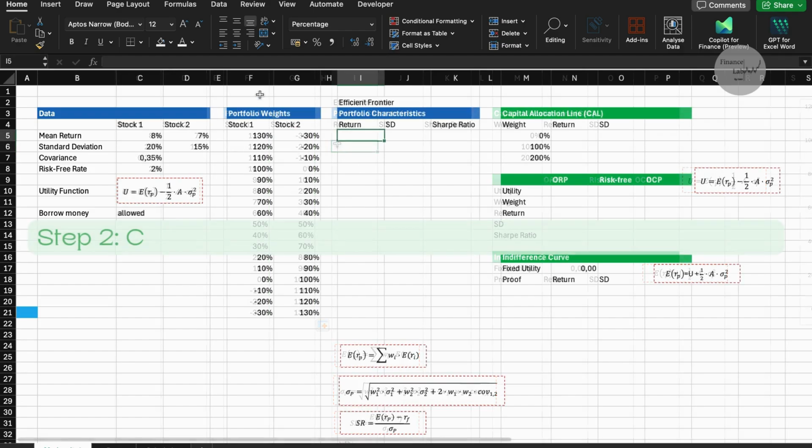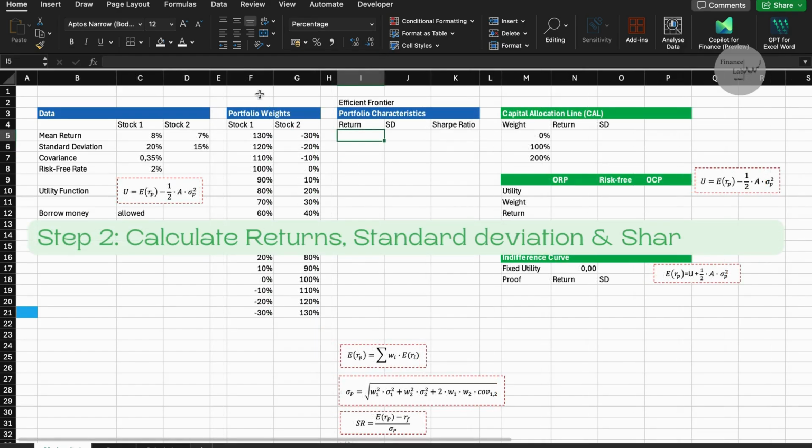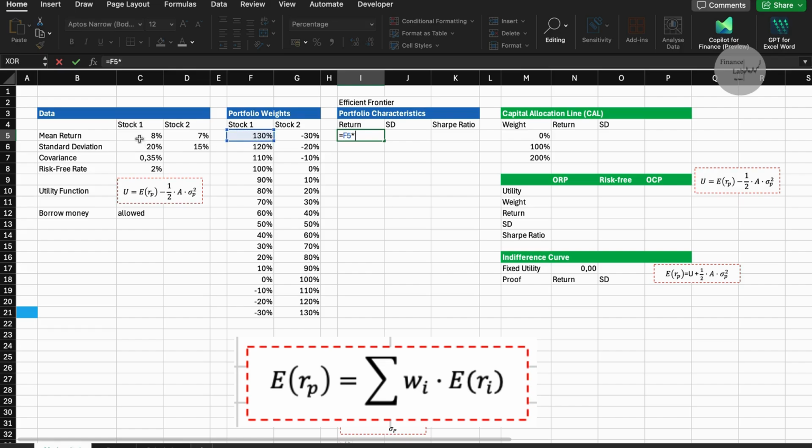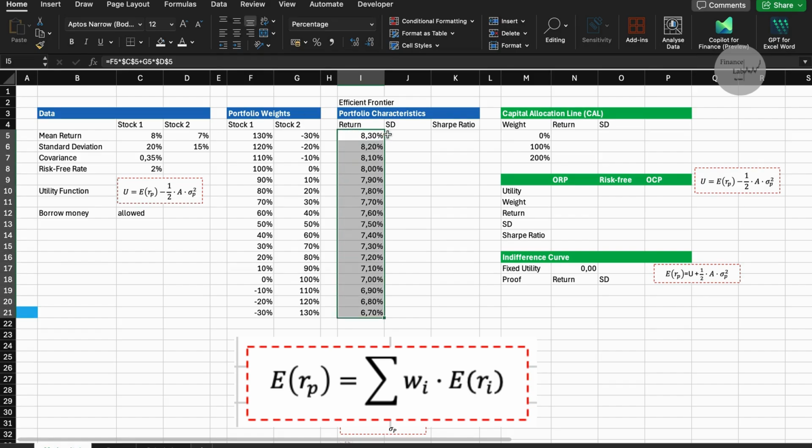Next, we calculate the portfolio returns for each weight combination. We calculate the portfolio return as the sum of weight 1 times mean return of Stock 1 plus weight 2 times mean return of Stock 2. Make sure to lock the mean returns with F4 or the dollar signs.